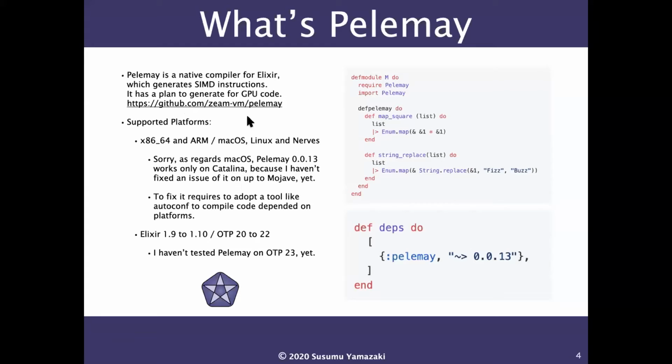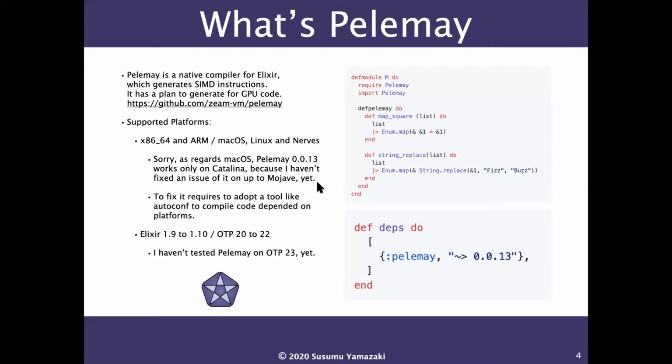Supported platforms are x86-64 and ARM, macOS, Linux, and Nerves. As regards macOS, Pelemay 0.0.30 works only on Catalina because I haven't fixed an issue on up to Mojave yet. To fix it requires adopting tools like Autoconf to compile code depending on platforms.